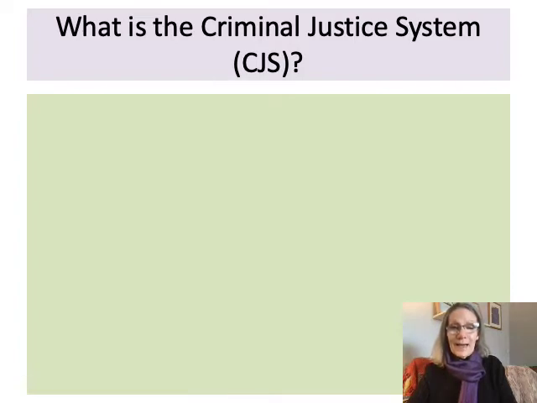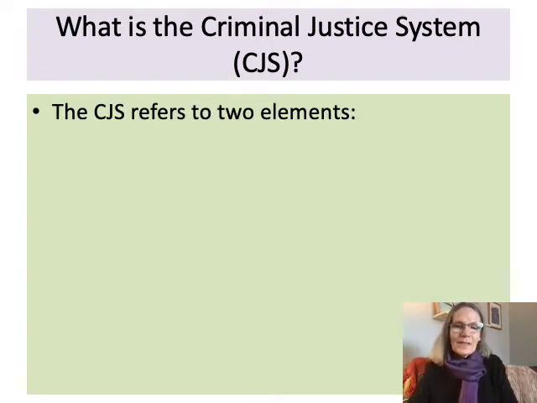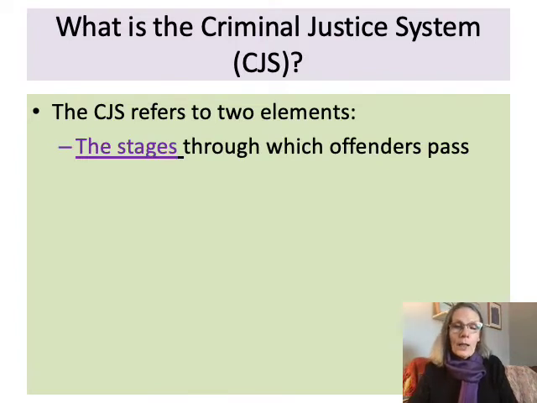All right, so when we talk about the criminal justice system, which I will oftentimes refer to as the CJS in written material during the course of the semester, but not always, what is the criminal justice system? What is included in it? And so one way of thinking about the criminal justice system is to think about it in terms of two elements. On the one hand, you can think about the criminal justice system as the stages through which the offender passes. And we're going to be talking about those four stages of the criminal justice system in today's lecture.